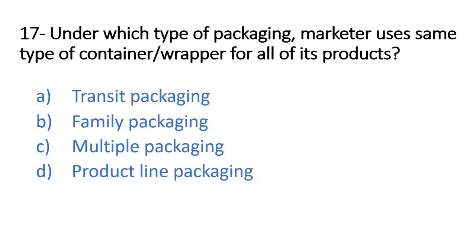Going towards the next question. Under which type of packaging marketer uses same type of container wrapper for all of its products? Transit packaging, family packaging, multiple packaging, or product line packaging? Which option is correct? Option B is correct, family packaging.